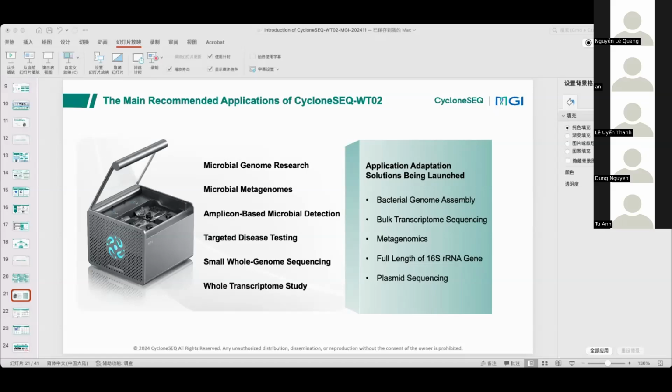Yes, but it's not recommended because there might be a lot of parameters that are optimized for CycloneSEQ data. And if you apply these tools on other data, there's no guarantee that you will receive good results.